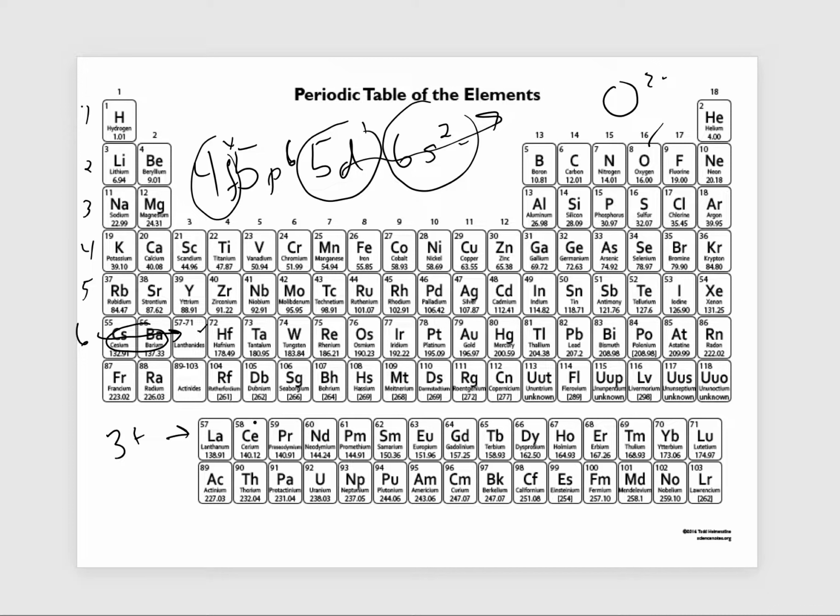I think cerium can be +2 or +4. Europium can be +2 as well as +3. But the 3+ charge is very, very common. And that's important because there's something else going on with this group. And that is the so-called lanthanide contraction.